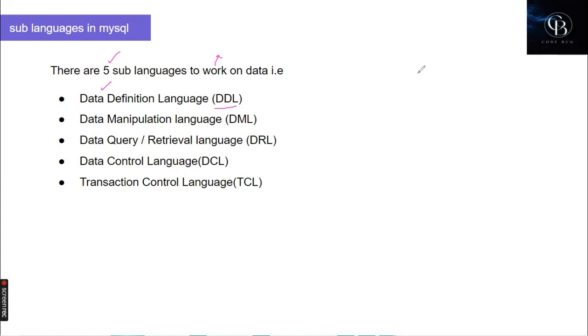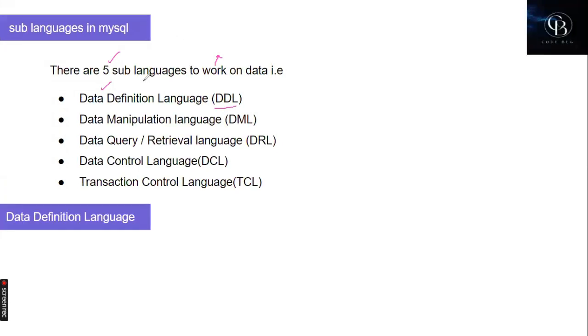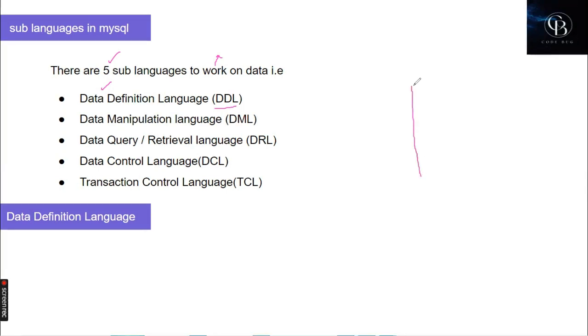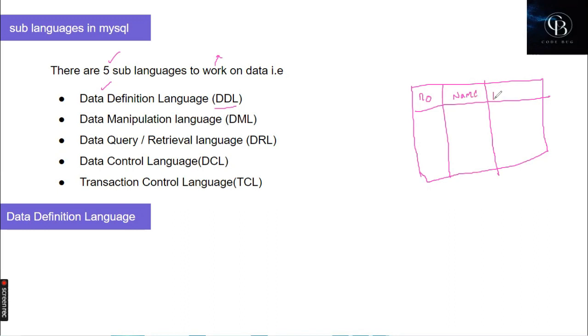Because how is data stored in a database? Data is stored in a database in the form of tables. First, if you observe DDL, what is DDL? Data Definition Language. Data is stored in the form of tables in a database. Now observe here, I need to store number, name, and place.